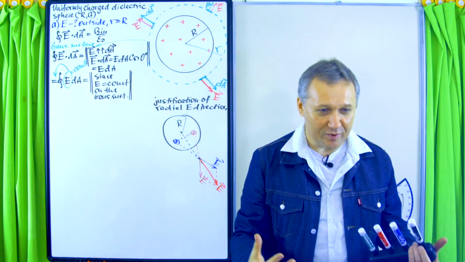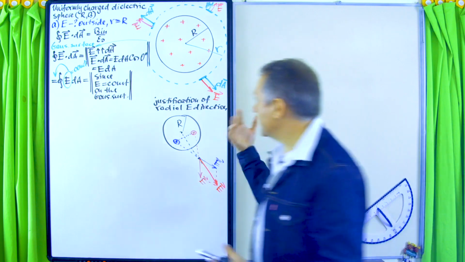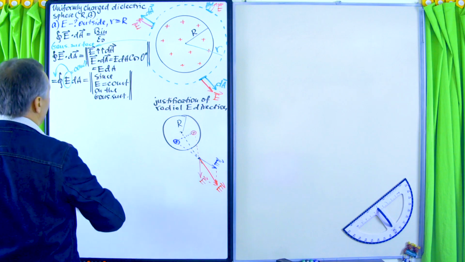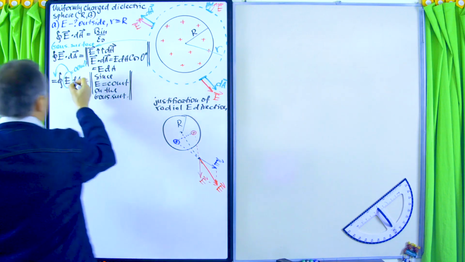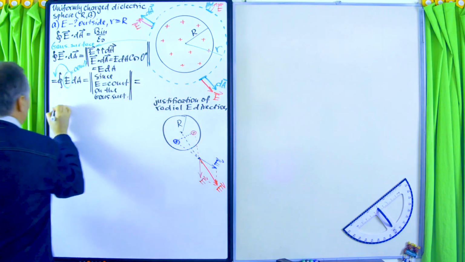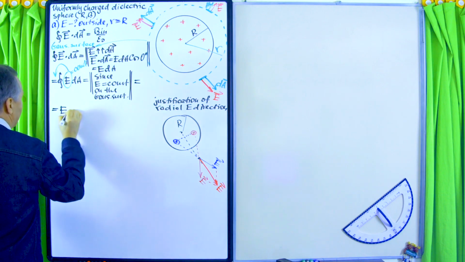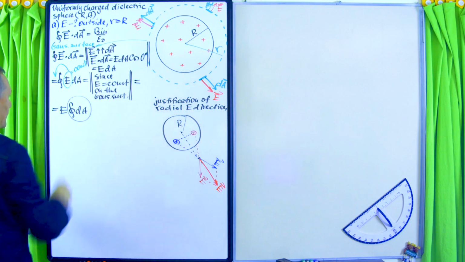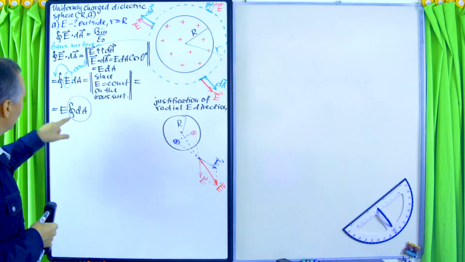Basically, we use the symmetry. We utilize the property. Use the symmetry of the problem. Okay, so since the electric field is constant, we can extract it. As a result, we are getting that E times the integral over the closed surface of dA. And now you can tell me what's the value of this integral.